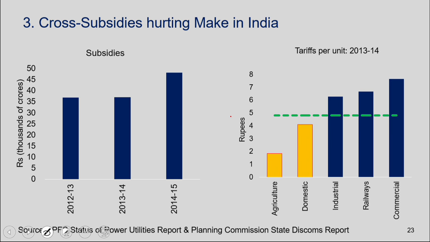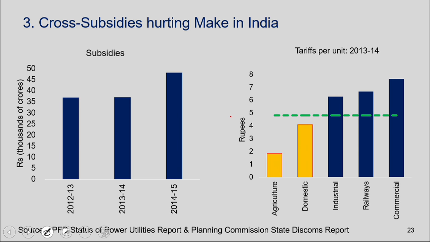So for example, on the right-hand side, you see agriculture and domestic, we try and keep the tariff low. But once you do that, you have to charge higher tariffs on other sectors. And this is what's called cross-subsidization. We can't do it fully because that would make industrial tariffs, railway tariffs, commercial tariffs too high. So we end up both cross-subsidizing and making losses, because if you cross-subsidize fully, your industry would become completely uncompetitive. So challenge one, complexity. Challenge two, losses.